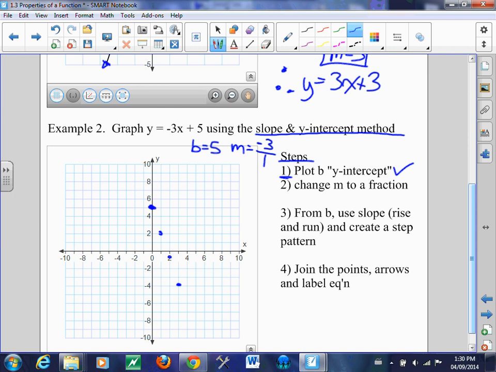And you keep doing this. You'll notice they're all on a straight line. Okay? All right. So after you've got your patterns done, it says join the dots with arrows and label the equation. So let's do that.